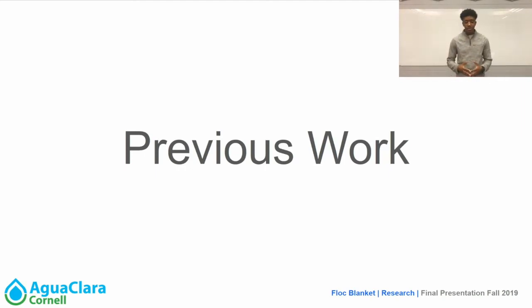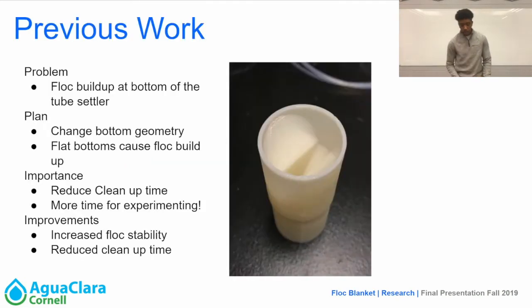So what we're going to talk about next is previous work done by other floc blanket teams in the summer and also last year. Previous work on the floc blanket team involved changing the bottom geometry of the tube settler, and the changes allowed for the floc blanket to be active for a longer amount of time, because over time gelling occurs at the bottom of the tube settler, and what that gelling does is it prevents the upflow velocity from going into the tube settler, and it actually increases our effluent turbidity over time. And so by changing the bottom geometry of the tube settler, we were able to postpone how soon that gelling occurred.